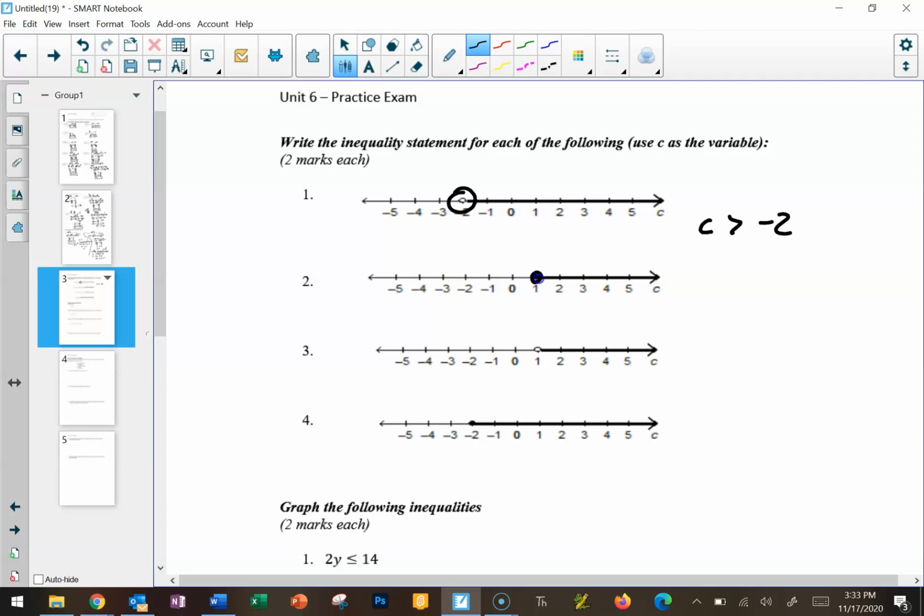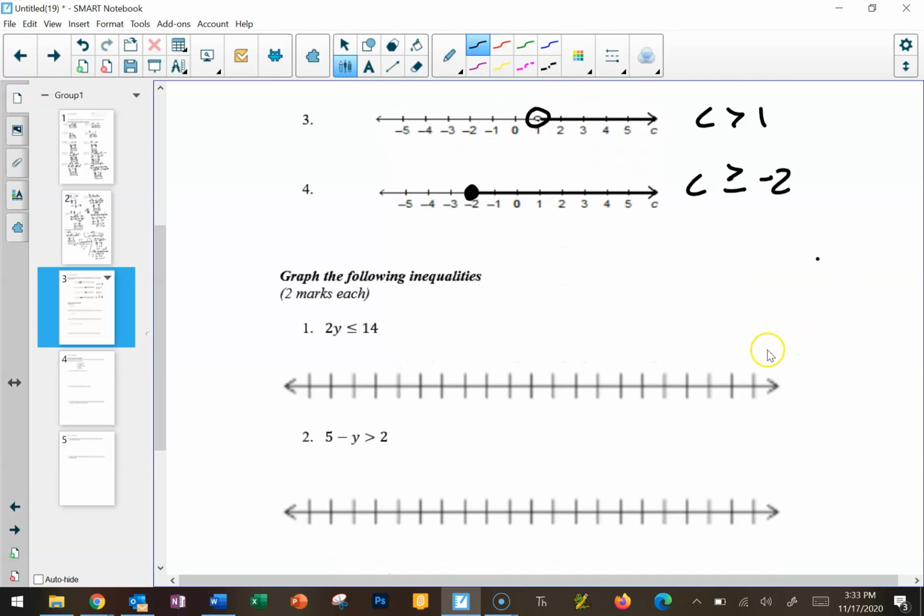Next one, we've got a 1, and the dot is filled in, which means it includes 1. These are all continuous. There's no discrete functions here. So this one is going to be C is greater than or equal to 1, because it could include 1. This one's got the circle again, so this one's just going to be C is greater than 1. This one has the dot, so it's going to be C is greater than or equal to negative 2. Now they were all going towards the right on this one. On the exam, you can expect at least one of those will go to the left.